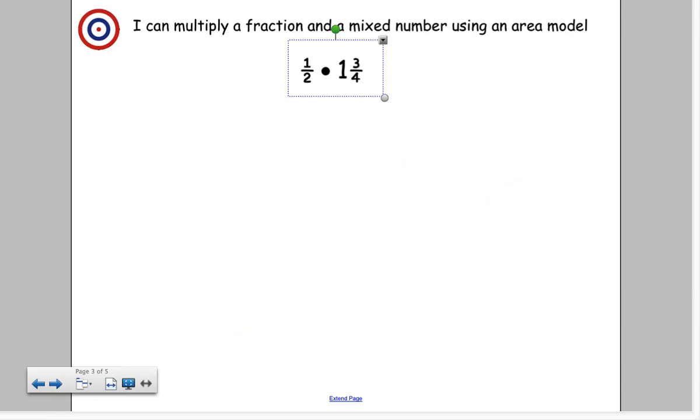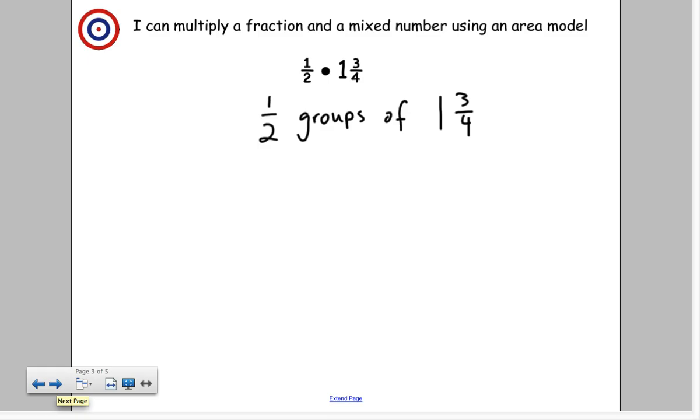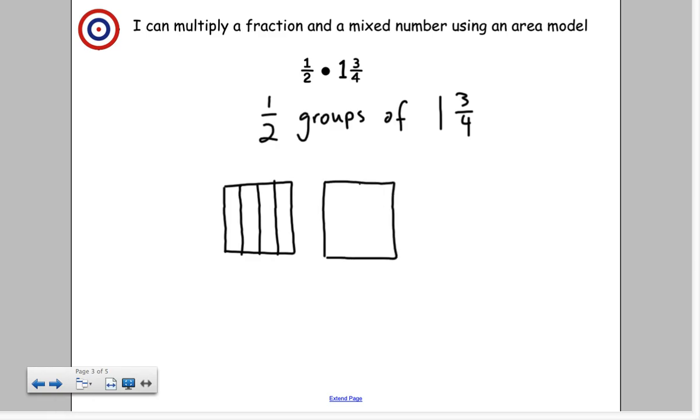All right, let's try a second example here. Let's do 1/2 times 1 3/4, or 1/2 groups of 1 3/4. So I know that I'm going to start with 1 3/4. So I'm going to go ahead and I'm going to model 1 3/4. And the way that I'm going to do this is to know that the denominator tells me exactly how many equal parts are in a whole group. And so I can see that there's 4 equal parts in a whole group.